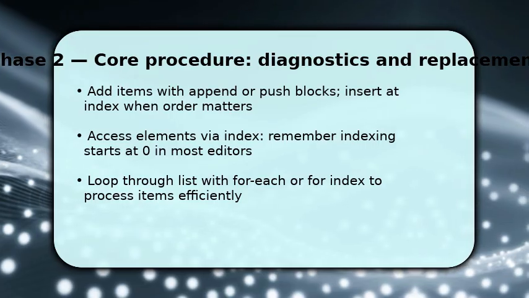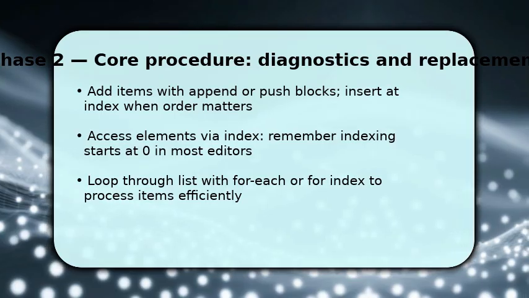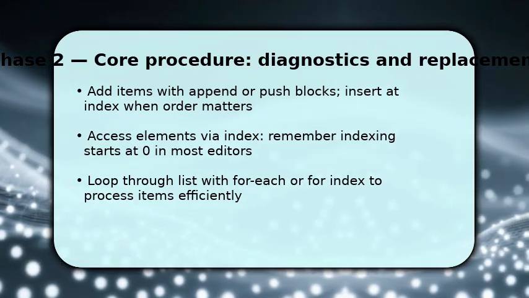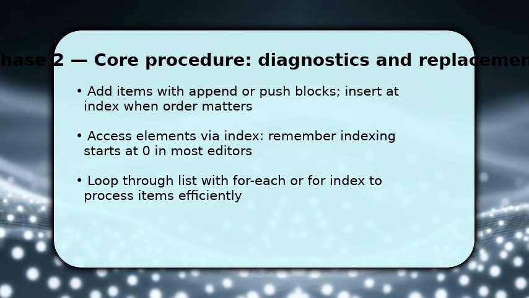When processing multiple items, iterate with a for each or indexed for loop. This avoids repetitive code and handles dynamic list sizes. Test each change by logging the list, so you see the immediate effect of your edits.